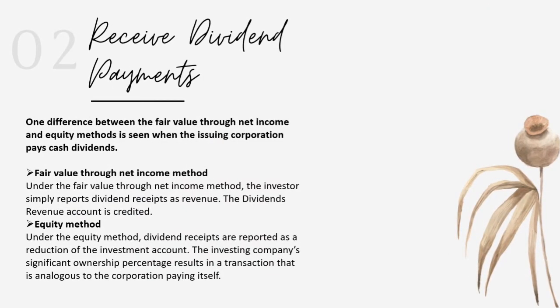2. Receive dividend payments. One difference between the fair value through net income and equity methods is seen when the issuing corporation pays cash dividends. First, fair value through net income method. Under the fair value through net income method, the investor simply reports dividends received as revenue. The dividends revenue account is credited.